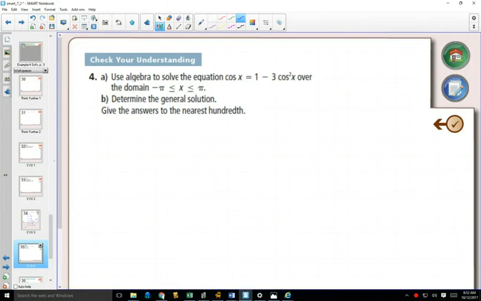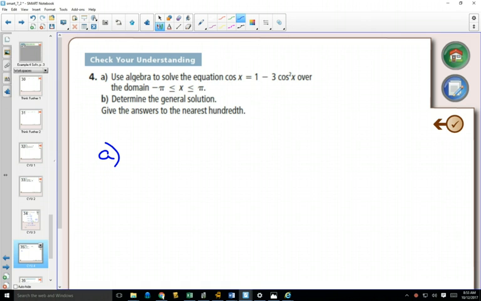This calculator would appear on a calculator question. Again, it says use algebra, so you wouldn't be allowed to use your graphing calculator to graph both equations and find out where they intersect. So when we're using algebra for part A, I notice that there's a cos squared in there. That should trigger that either I have to get that cos squared by itself and square root both sides, or I'm going to have to factor.